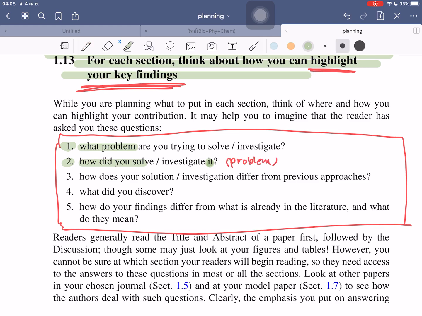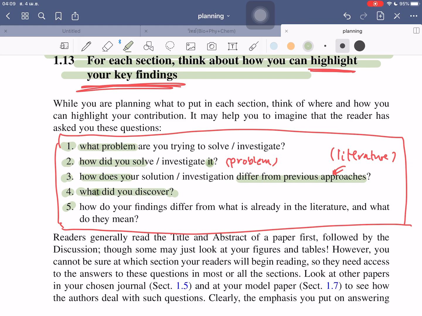And number 3, how does your solution or investigation differ from previous approaches? Number 4, you need to consult the literature of the other researchers. What did you discover? What did you find? Number 5, how do your findings differ from what is already in the literature?